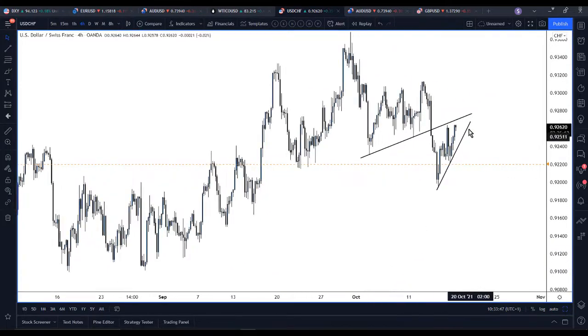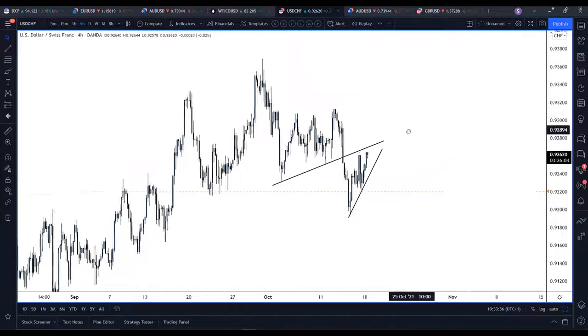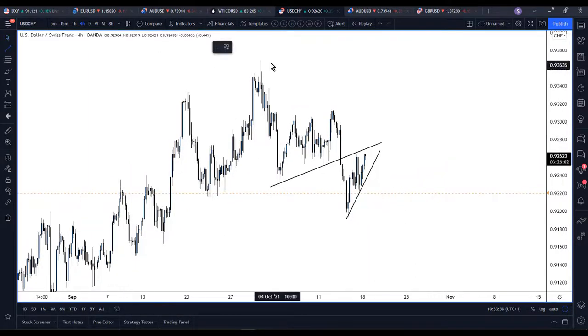So dollar Swiss looks nice as well to the downside. We've just got to see, potentially we could break this high here, come and tap this trend line here, and then start to go. That's something else to keep an eye on. I can draw a trend line as well, look guys.